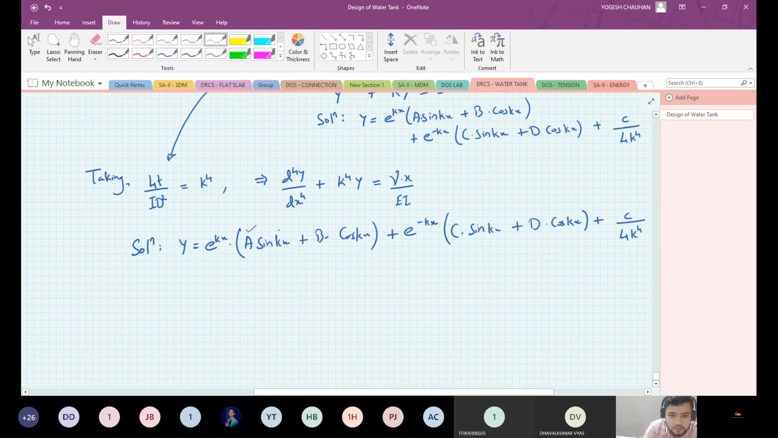This is first unknown, second, third, and fourth. So four unknowns, we require four boundary conditions. The boundary conditions depend on our cases. The same expression you can use for the walls with fixed base as well as the walls with hinged joint with the base.